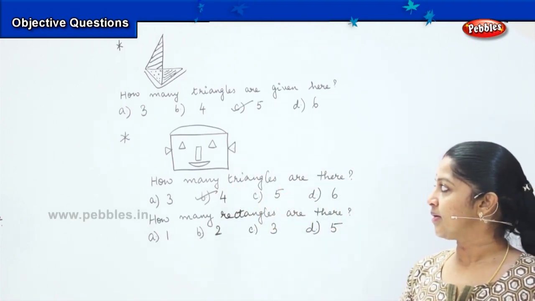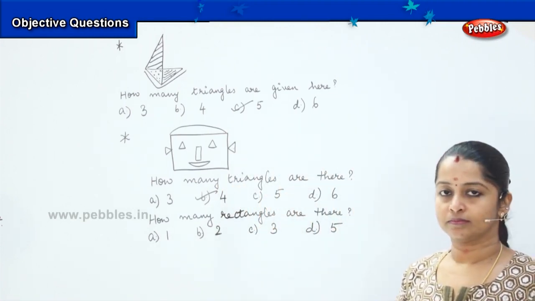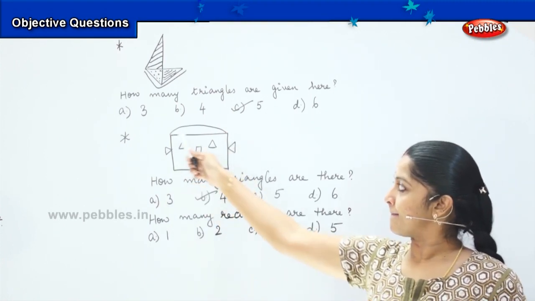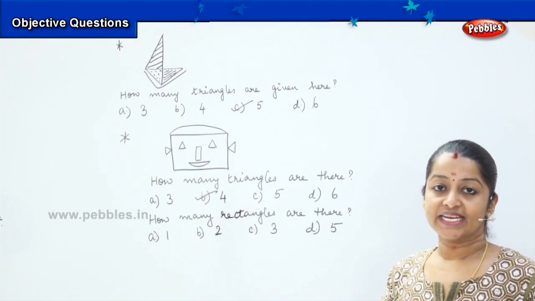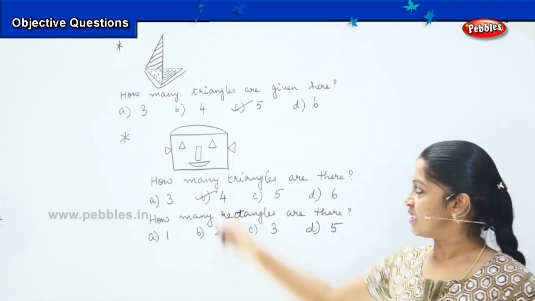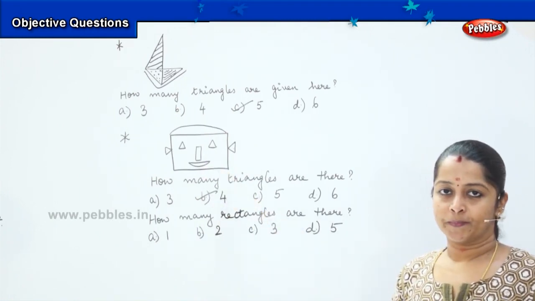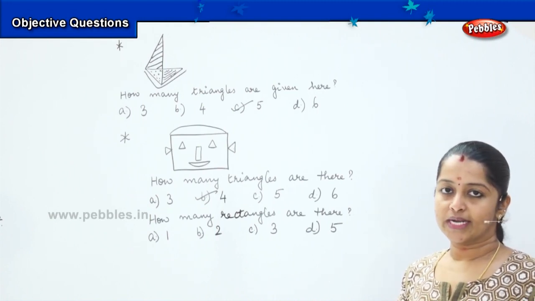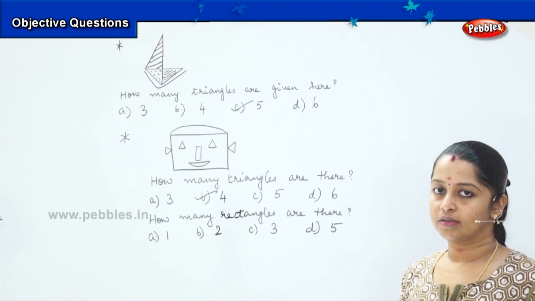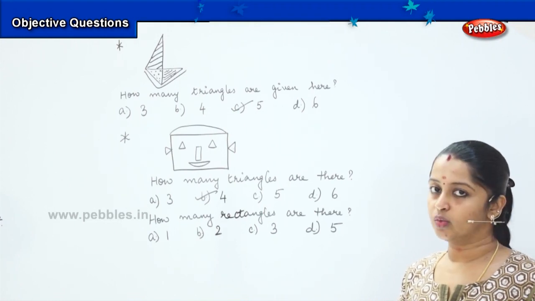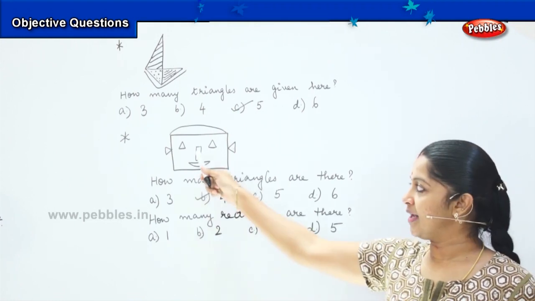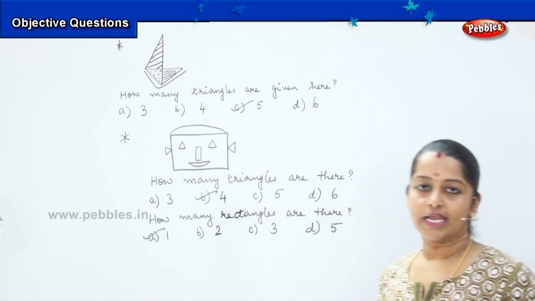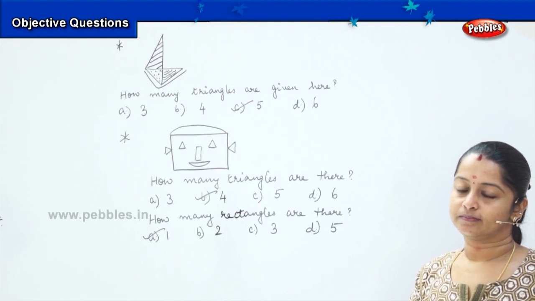So, where can you see a rectangle? What is the shape of the face? It is a square. What is the shape of the nose? It is a rectangle. Can you see any other square or rectangle? No. So, how many rectangles do we have? We have only one rectangle which is towards the nose. So, my option A is the right answer.